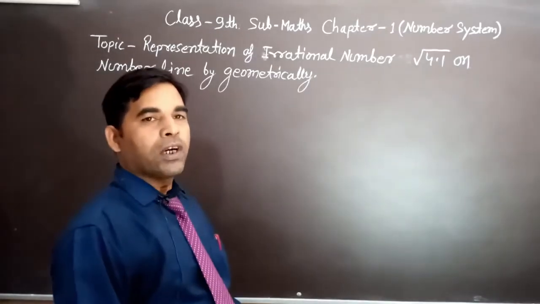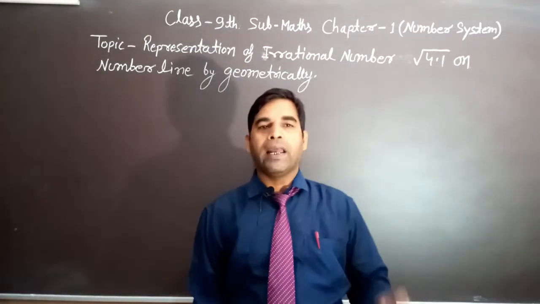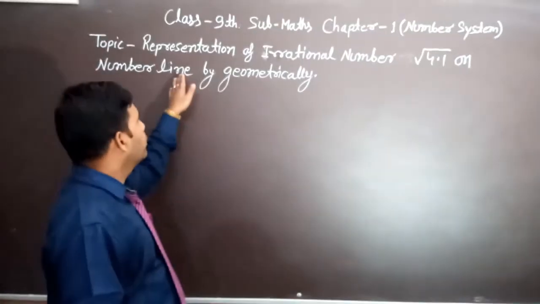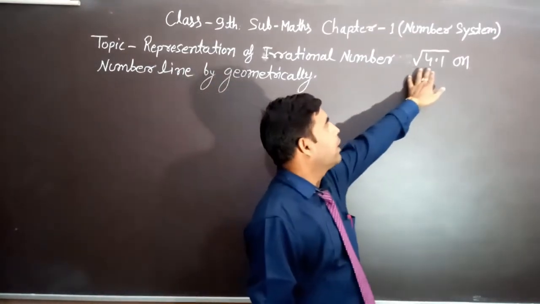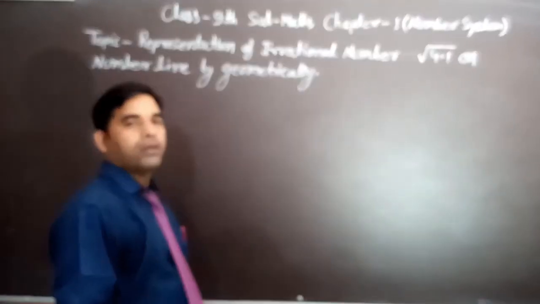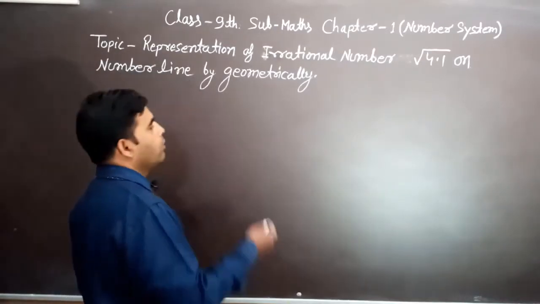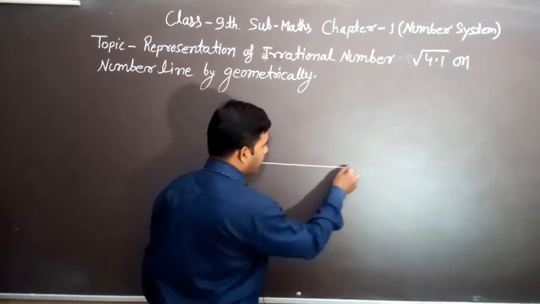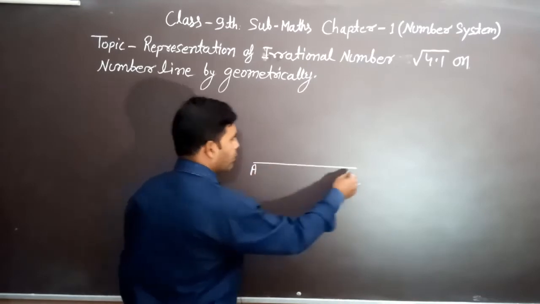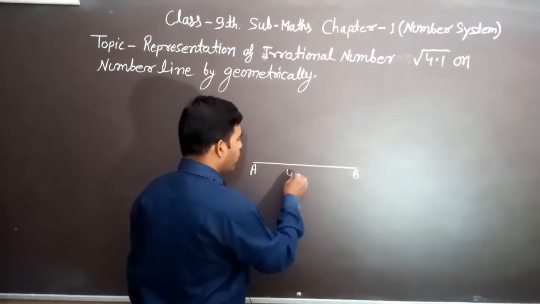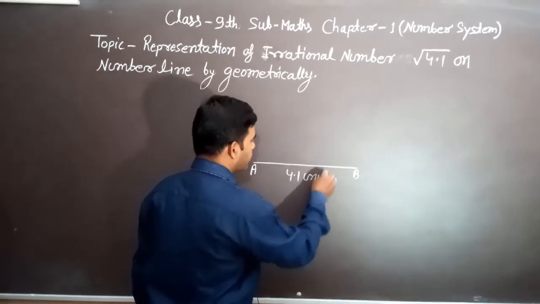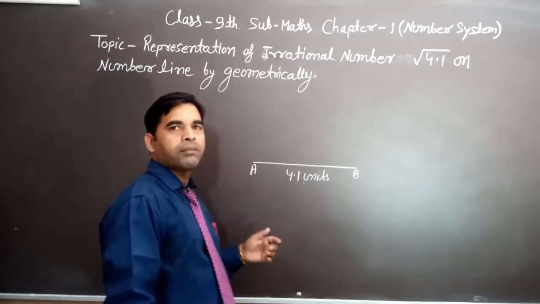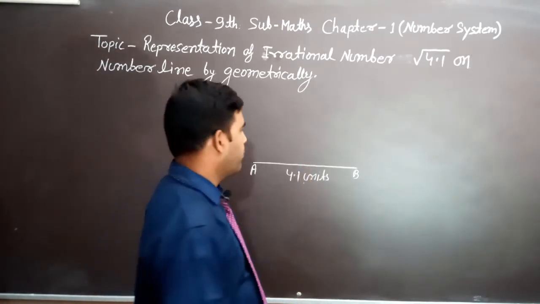Students, now we study the representation of an irrational number on the number line geometrically. So, here we take the number root 4.1, which is represented on the number line geometrically. For this, first we draw a line segment AB whose length is 4.1 units. This unit can be taken as centimeter, inch, meter, etc.